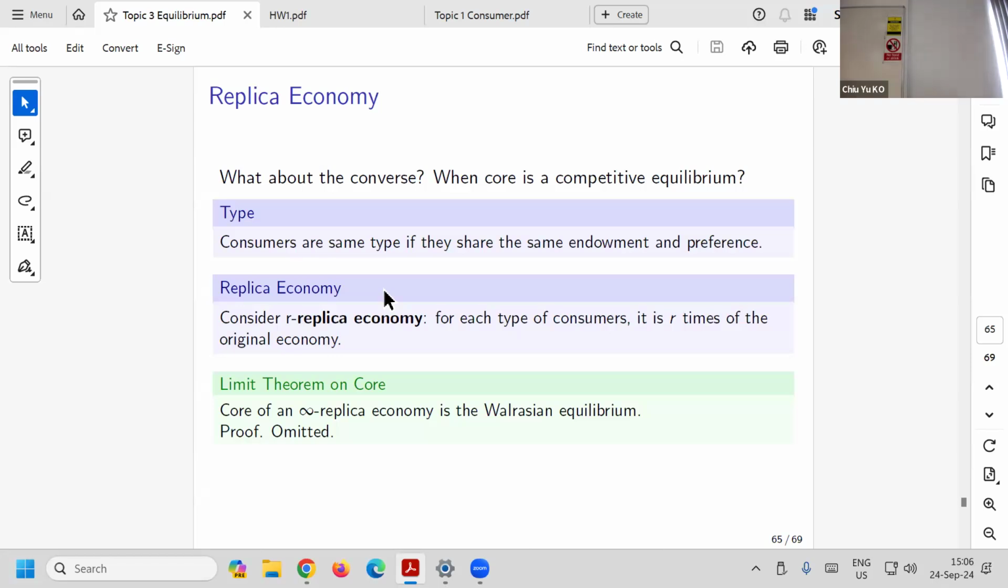And when you go to infinite replicas, the core is exactly the Walrasian equilibrium. That's one of the most important results in general equilibrium. No matter what system you're using, as long as the system is immune to coalition blocking, you want a system where no one wants to leave with their resources. You want a stable system. The only thing left is the Walrasian equilibrium.